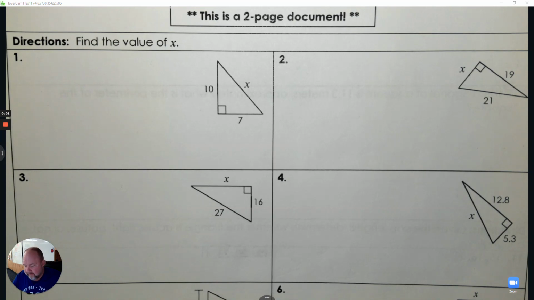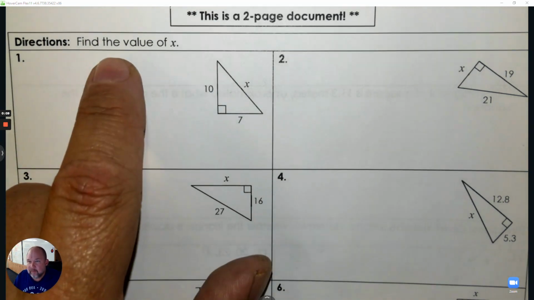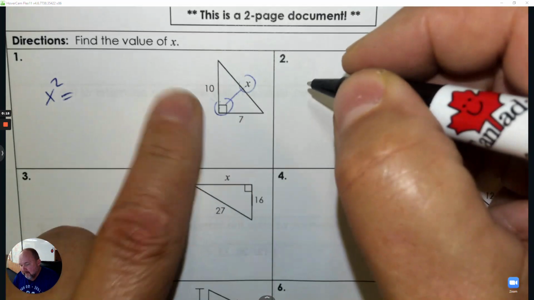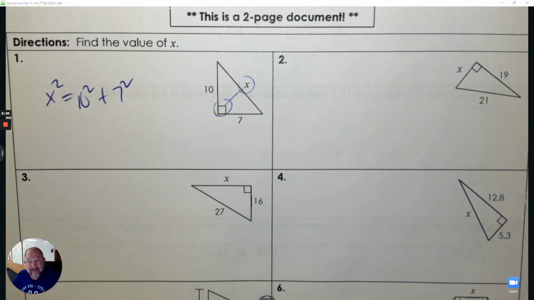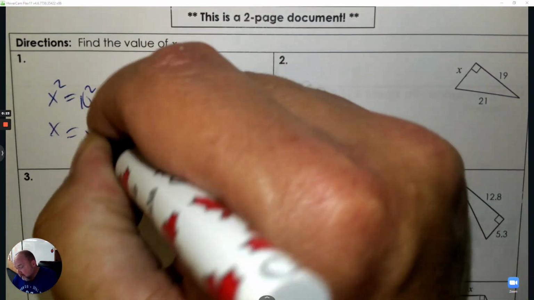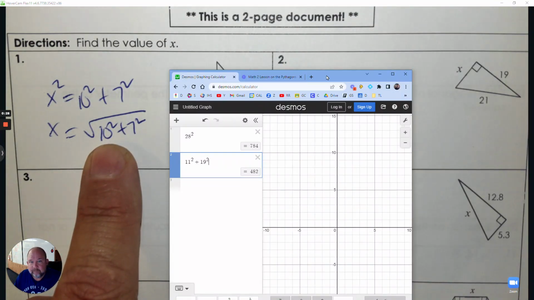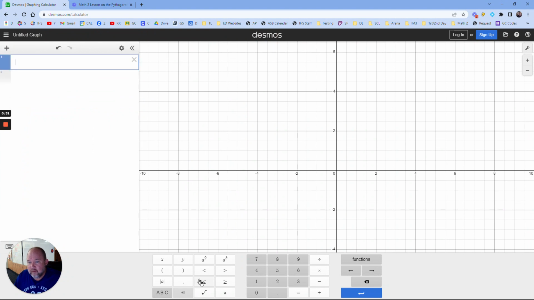All right, here's your homework on the Pythagorean theorem and being able to classify a triangle as obtuse, acute, or a right triangle. Okay, so we want to find the missing side. So identify the hypotenuse, that's x, and then the legs, the order doesn't matter, and I square and add them together. To get x by itself, we square root, and then we use a calculator like Desmos to calculate this for us. So I'm going to go square root, and then 10 squared plus 7 squared. And that's 12.2.